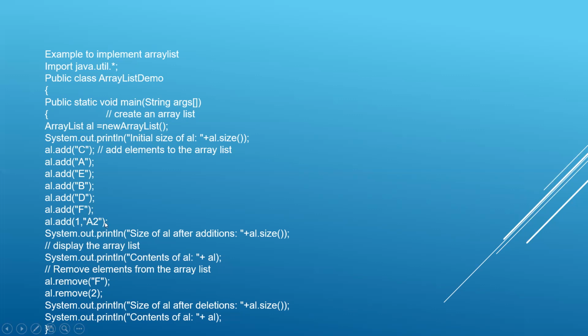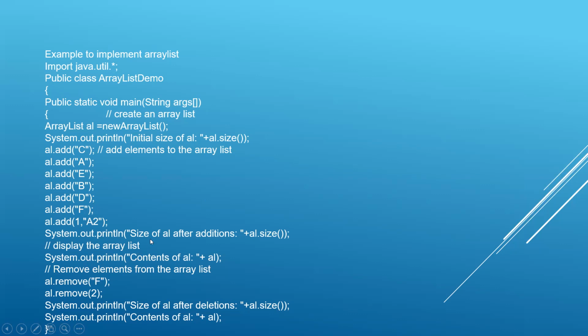There is one more method, add with index comma object, that is, at a particular index 1 an object A2 is added. Next, we are printing the elements depending upon the size. Whatever the size, depending upon the elements added, the elements are printed. Next, the contents of the ArrayList are displayed here.